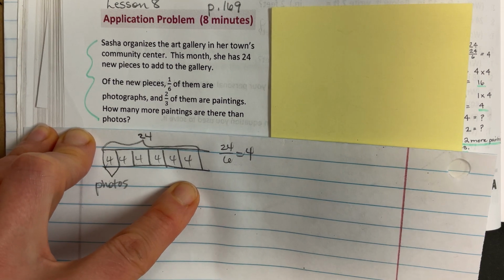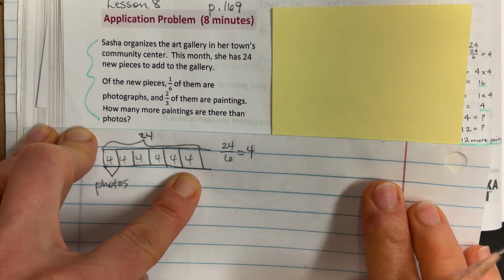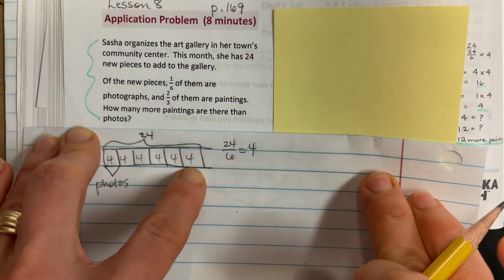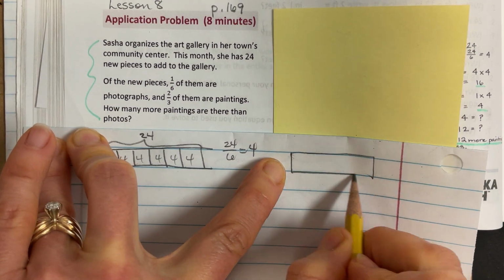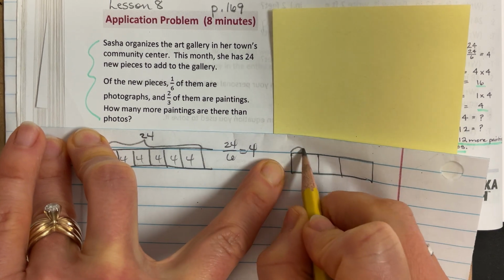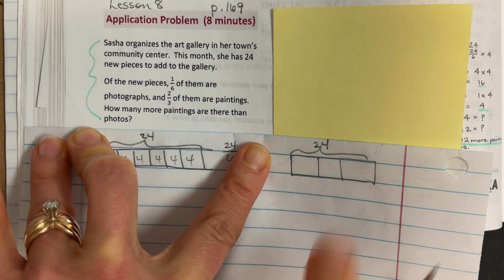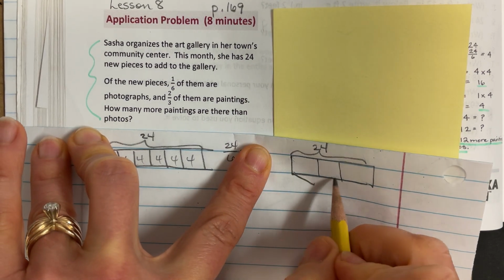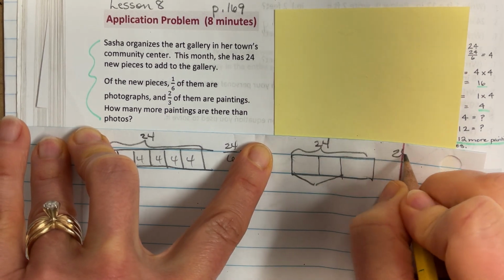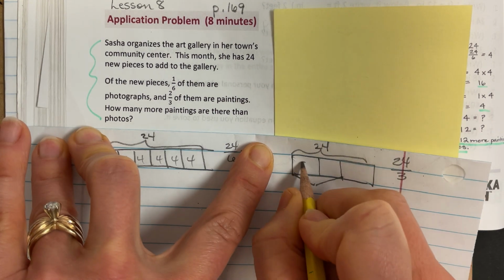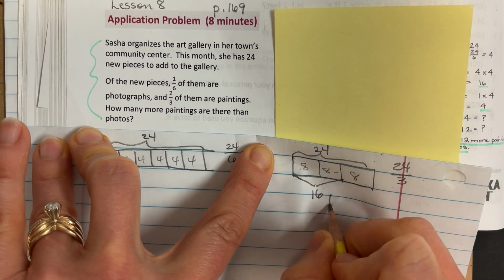Now it says 2/3 of them are paintings. Now at this point, you could draw yourself a separate tape with thirds and do it this way. Okay, I'm going to show you 2 different ways. You can do it this way. 2/3 of them are photos, or paintings, sorry. If you have 24 divided by 3 boxes, that means there's an 8 in each box. So you can see 2 groups would be 16 are paintings.